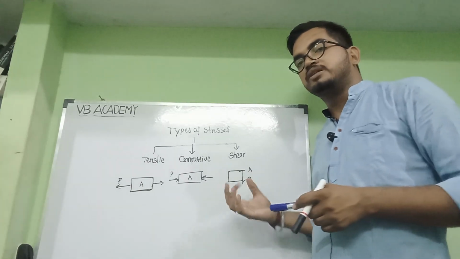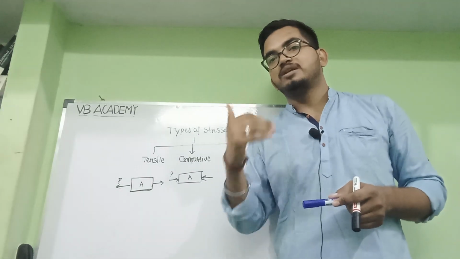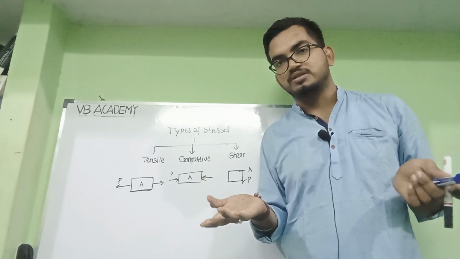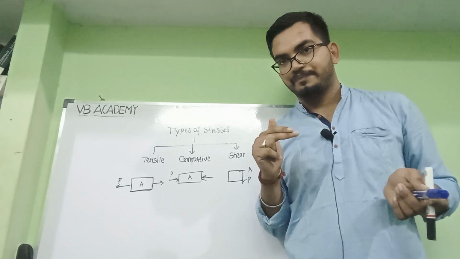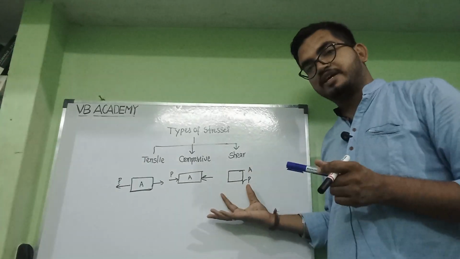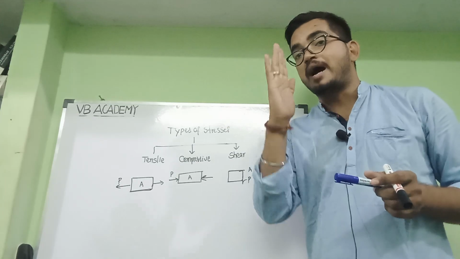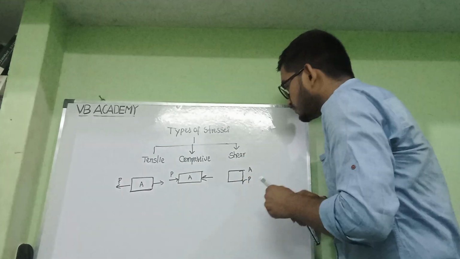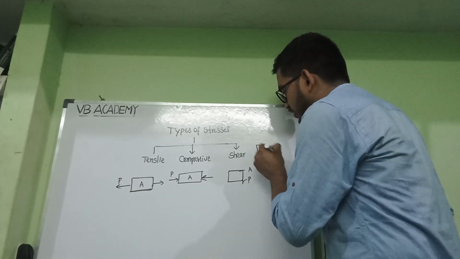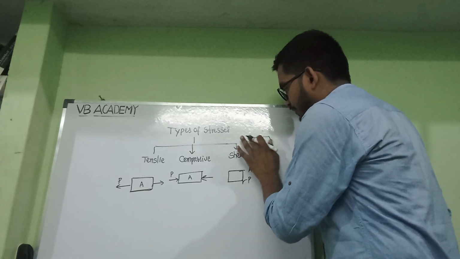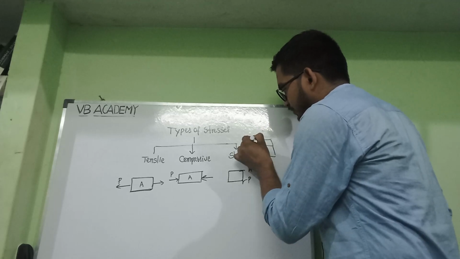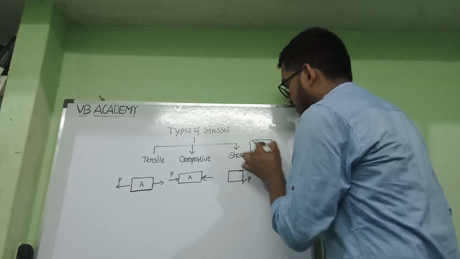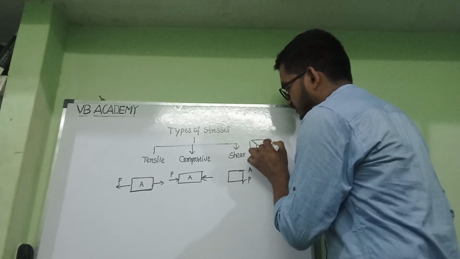Here the shear. Shear means the force which is cutting the body into two pieces, having the ability to cut into two pieces. That is a shearing force, like a scissor. Clear? So in this shear case, the load has to be applied parallel to the area of cross section.